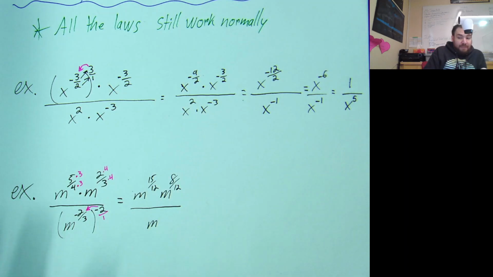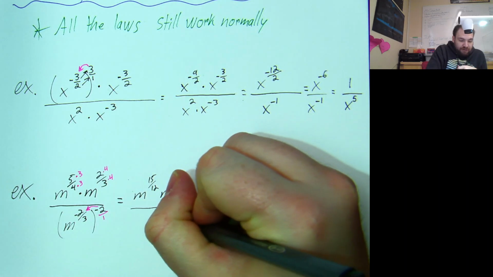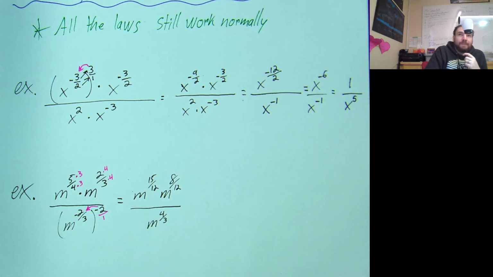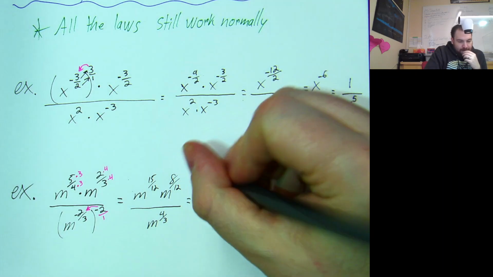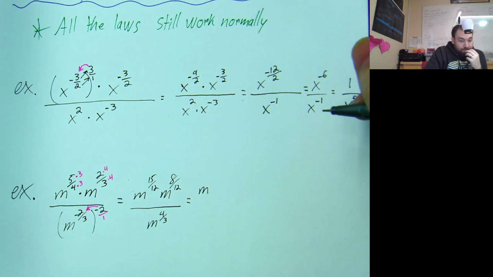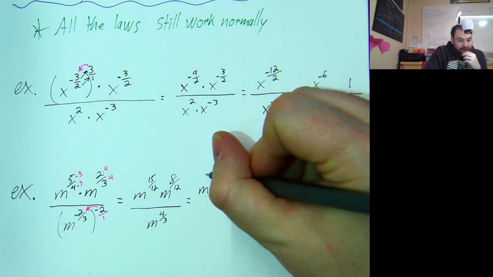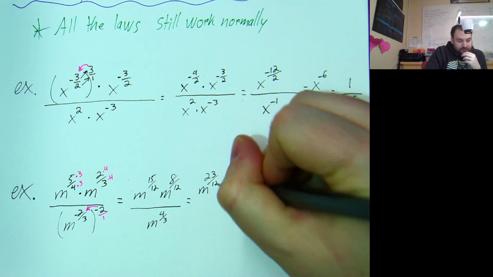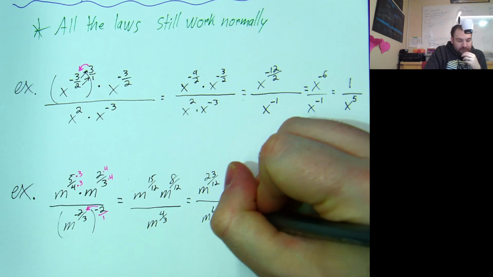Now on the bottom, I'm multiplying the fractions. Negative 2 times negative 2 is 4. 3 times 1 is 3. Cool. Who wants to take the next step? You can add the fractions in the numerator. Okay, what's that going to give me? 23 over 12 over m to the 4 over 3.